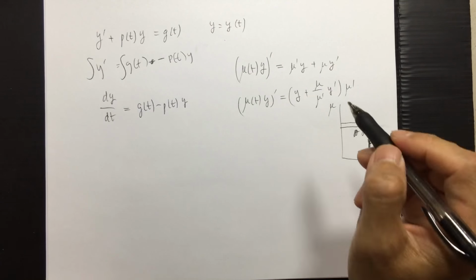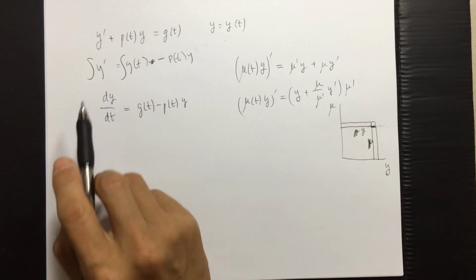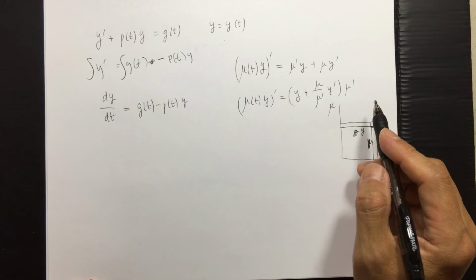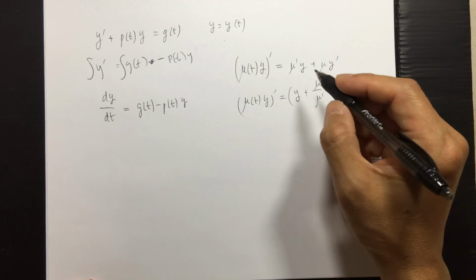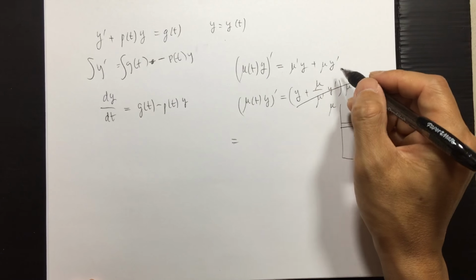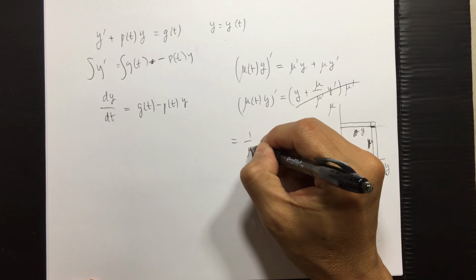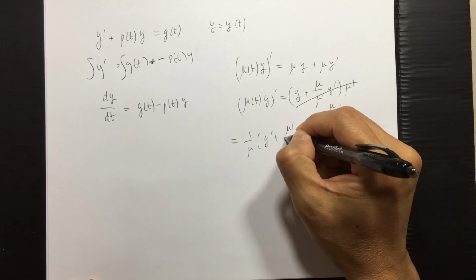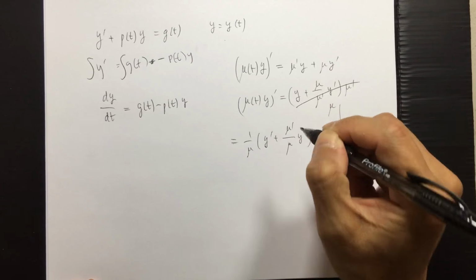If this area is equal to this, this is the y, this is the y prime. Oh, I just did the other way. Okay, let me do this way. Sorry about that, let's forget about this. I'm going to do this way, okay? Divided by mu. Y prime plus mu prime, mu y, right? That makes sense?